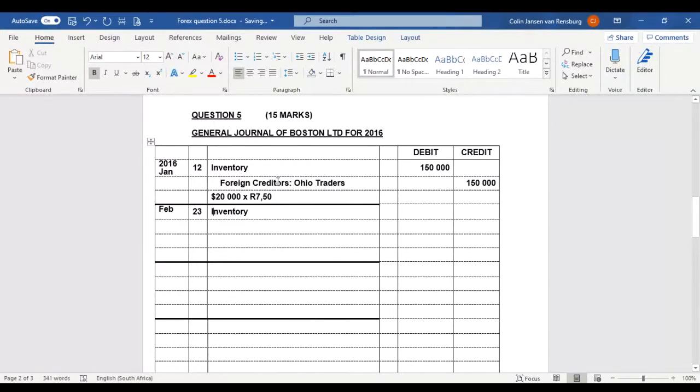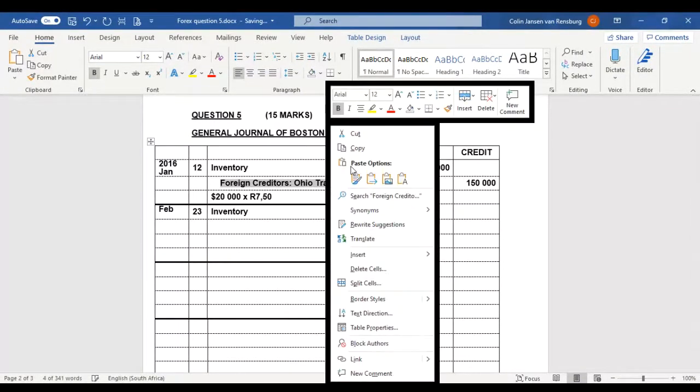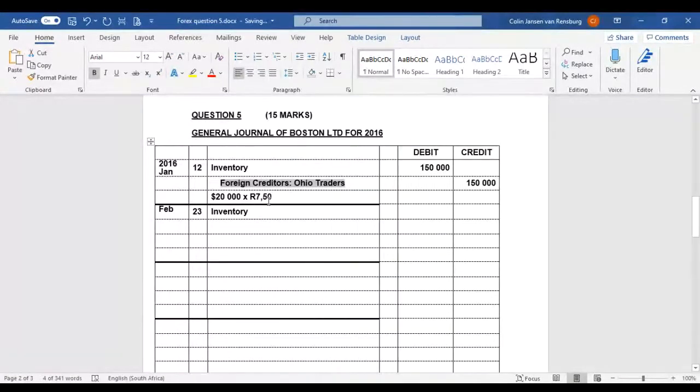It's going to be that same account there because we have purchased it from exactly the same supplier. Okay, so we are again going to raise the liability towards that foreign creditor, Ohio traders. So we're going to credit foreign creditors. That is our general ledger account. Which particular creditor in our creditors ledger? That will be Ohio traders. Okay, but again, now we've got to put a rand value on it, right? Because that is our reporting and recording currency.